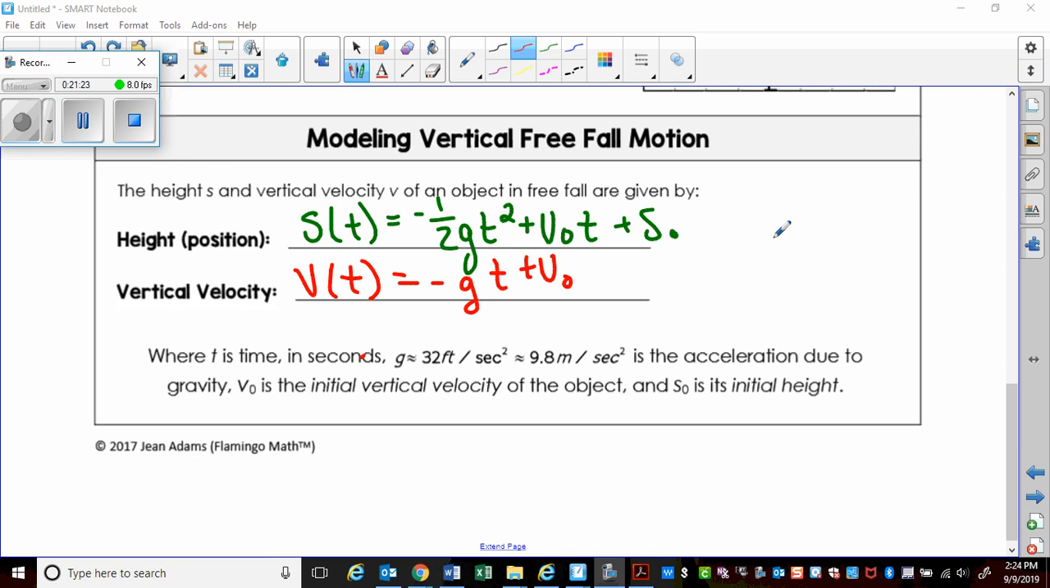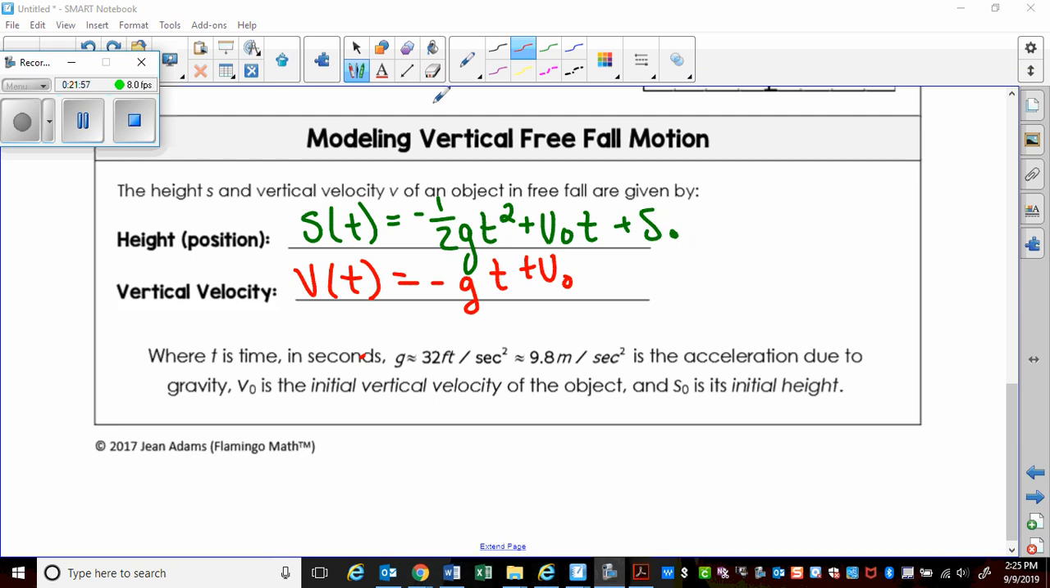So I want to just go over the beginning of this application problem that I want you to try. In order to figure this out, you need to know that the height position is 1/2 times gravity, which is 32 feet per second or 9.8 meters per second, whatever they're using, times your time squared. Only your time is squared. Plus v naught, which means your initial vertical velocity. So I wrote it down here. And s naught, or s sub 0, is the initial height.